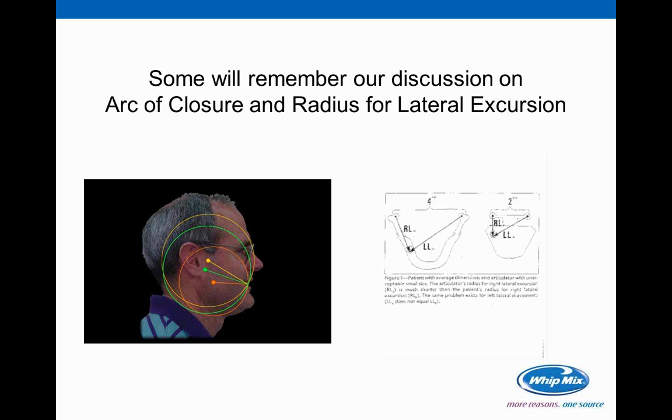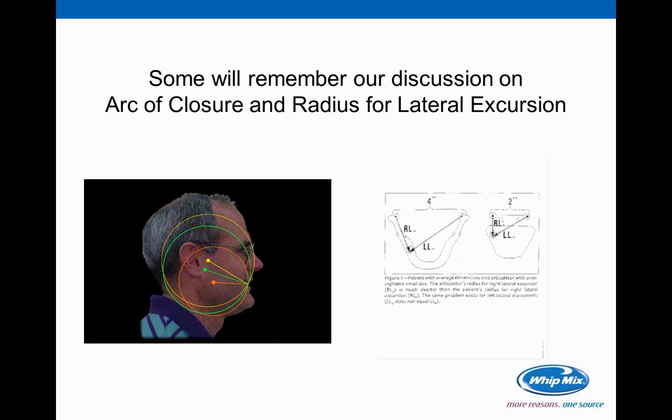But some of you might remember some of our discussion when we talked about arc of closure and also the radius for lateral excursion. If you look on the left-hand side of your screen, you see a picture with some circles. These represent different types of articulators, the yellow line and circle being that of a full frame articulator, the green being an articulator similar to, say, a Foster Apex 2 brass articulator, which are very common, and then the orange being a disposable articulator.